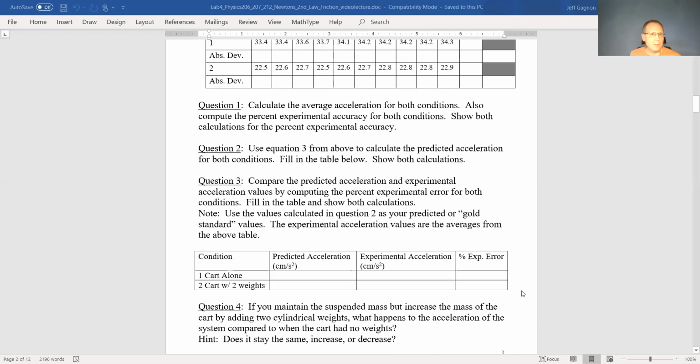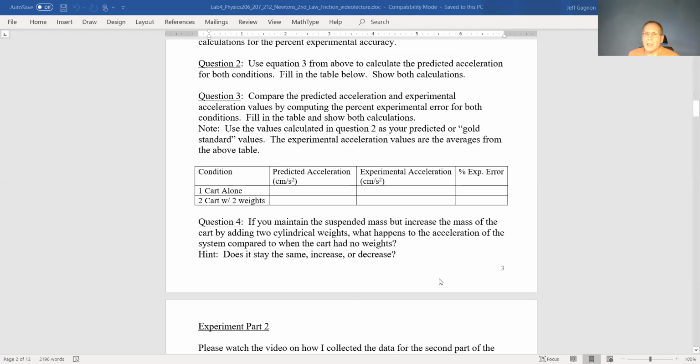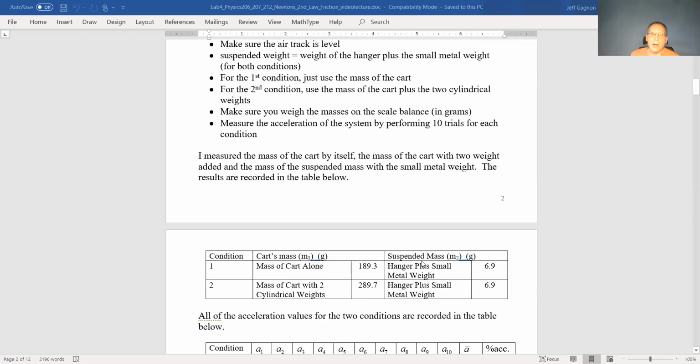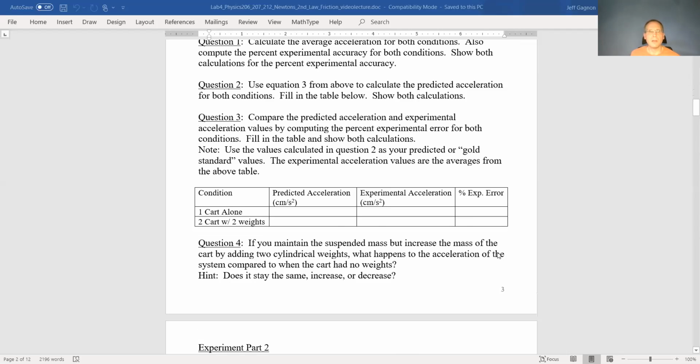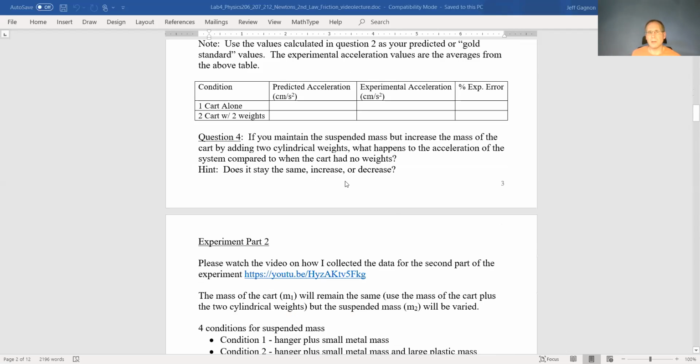All right, then there's a question just in general. It says, if you maintain the suspended mass, which is what we did in this case, we kept it the same for both conditions, but increase the mass of the cart by adding those two weights, what happens to the acceleration of the system compared to when the cart had no weights? You can either look at your results to answer that question, or you could look at the theoretical equation here. If m2 stays the same and you increase m1, what's going to happen to a? So you want to make sure you answer that question. And the hint is it's either going to stay the same, increase, or decrease.